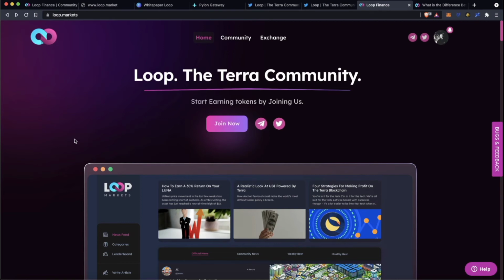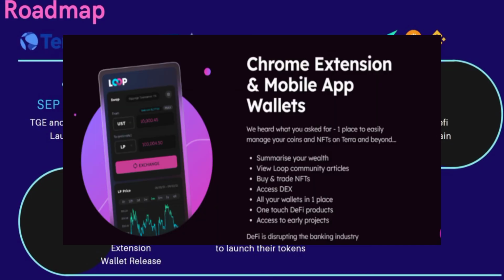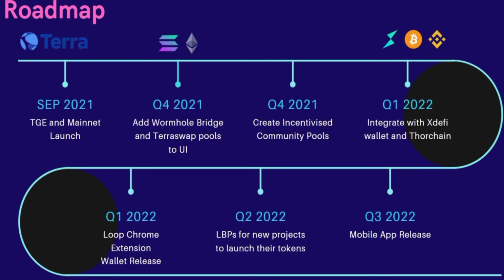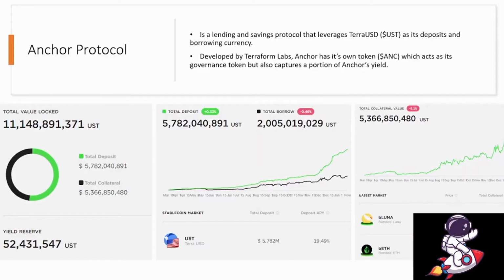Finally, according to the roadmap, these are the most important milestones for 2022. Q1 2022: launch iOS and Android wallet apps and launch NFT staking. And Q2 2022: Loop Chrome extension and work with cross-chain launchpads to bring more projects. And the last but not the least project on this list is number 4, the Anchor protocol.